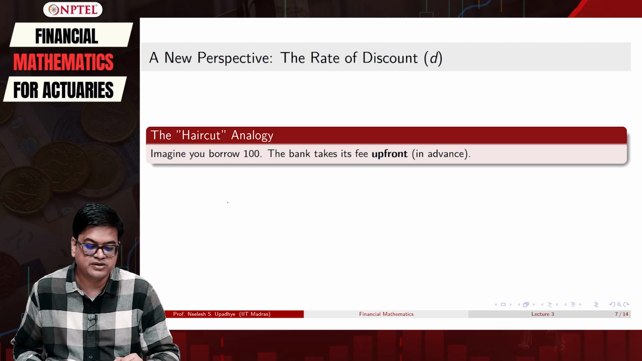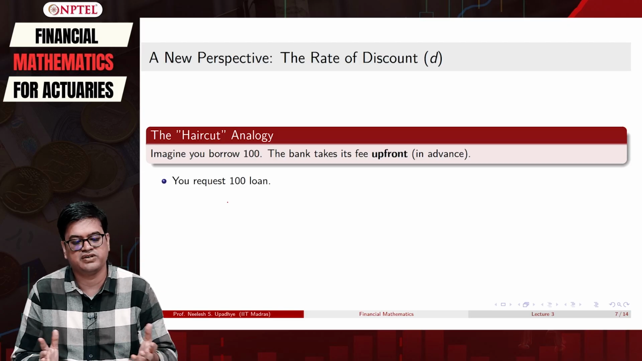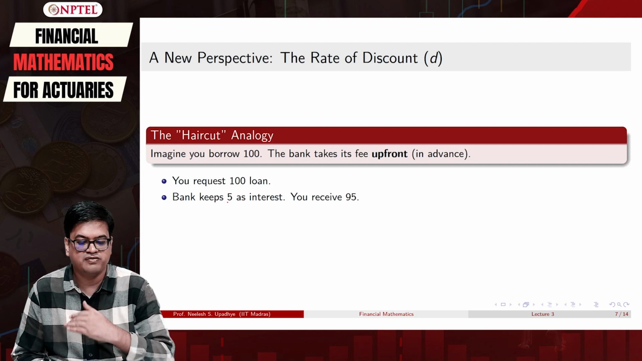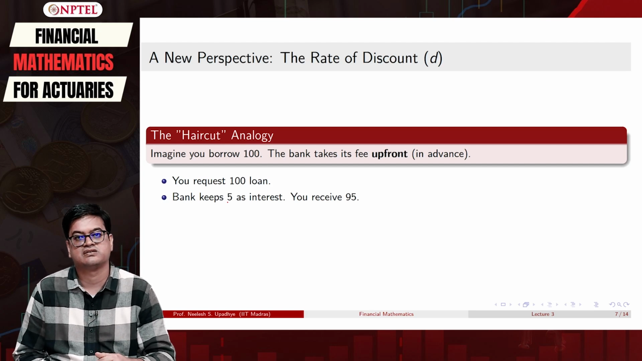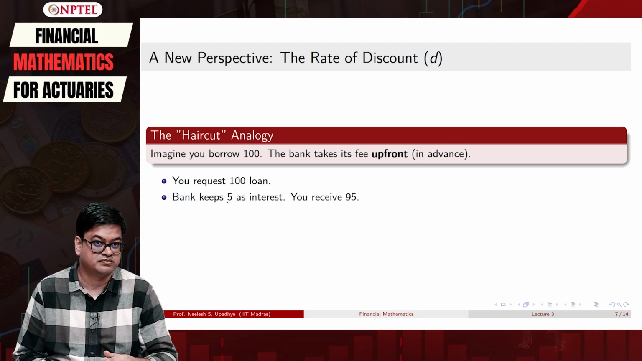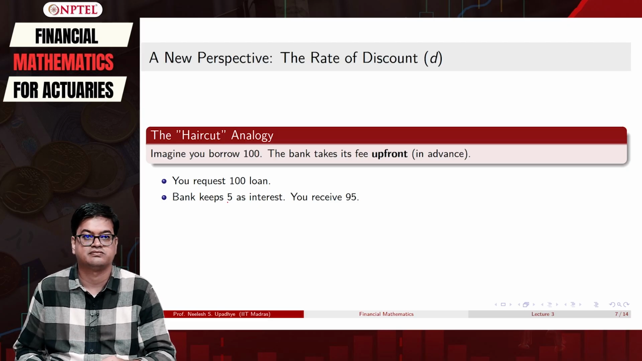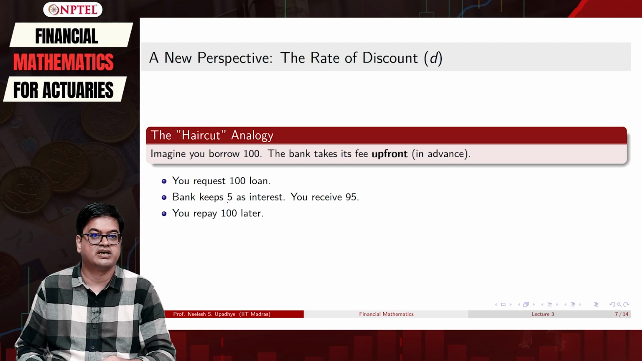So how do they do that? It's basically you request a $100 loan, then the bank will keep 5% interest on that $100, and then they will actually pay $95 to you. Why is the bank doing that?